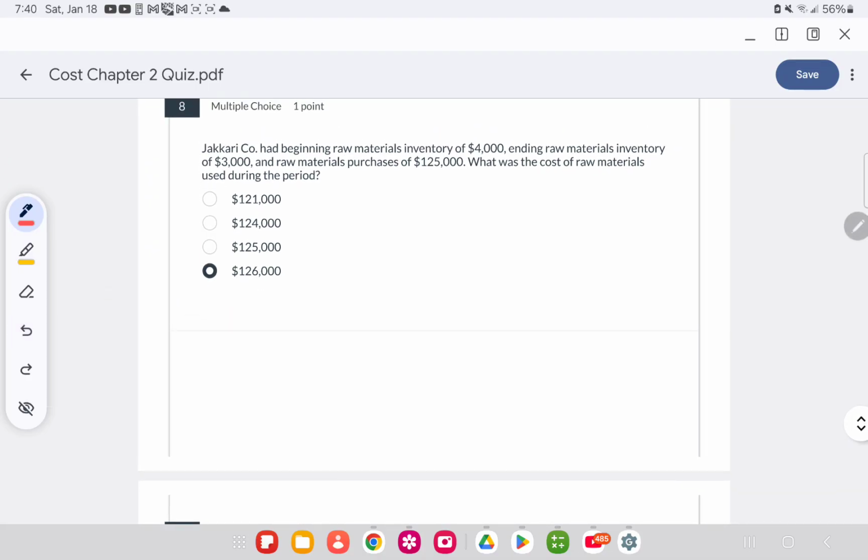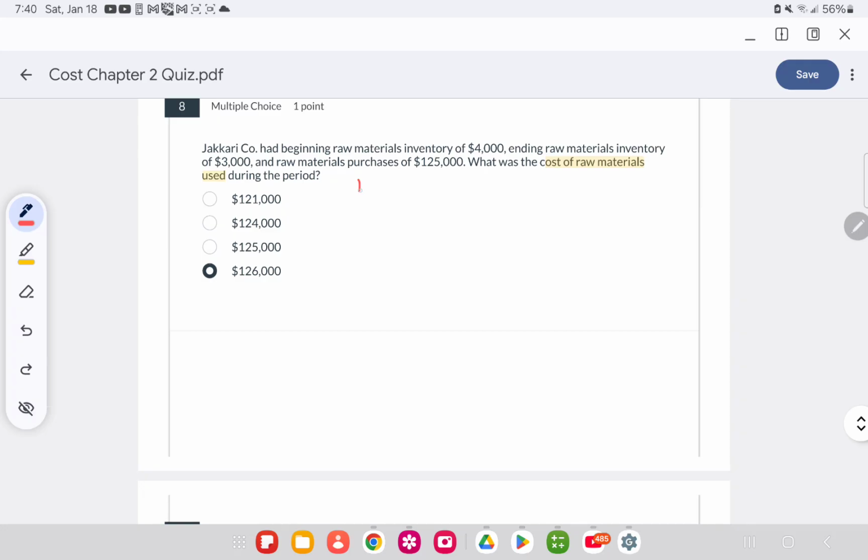All right, so what are they looking for here? They want the cost of raw materials used. So they're looking for a raw material item. Technically, if we were looking for raw materials used, there are two formulas that we would have to consider. Raw materials used is used in both the raw materials formula and the WIP formula.